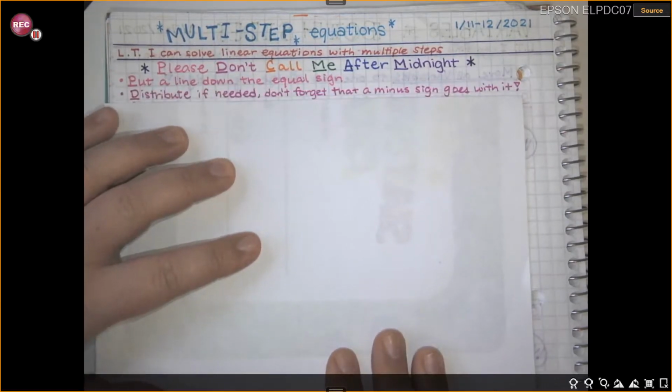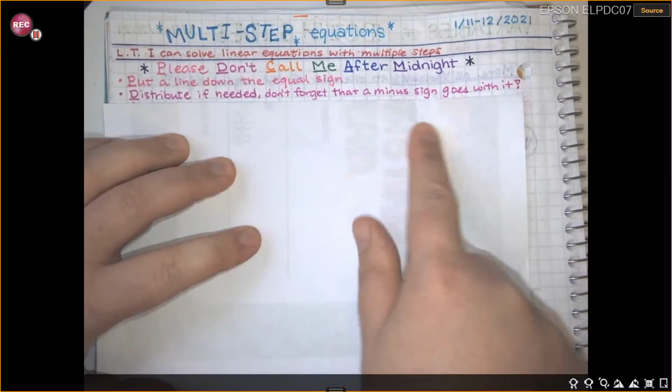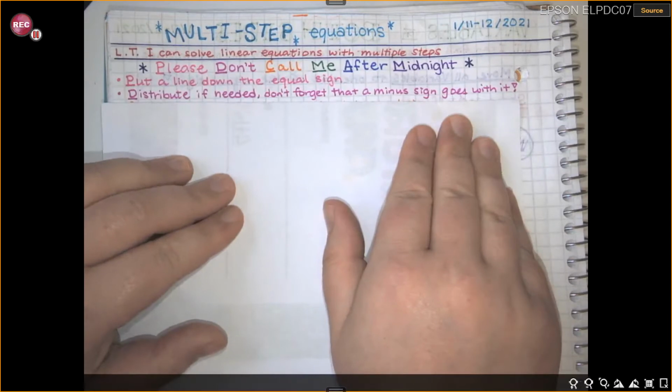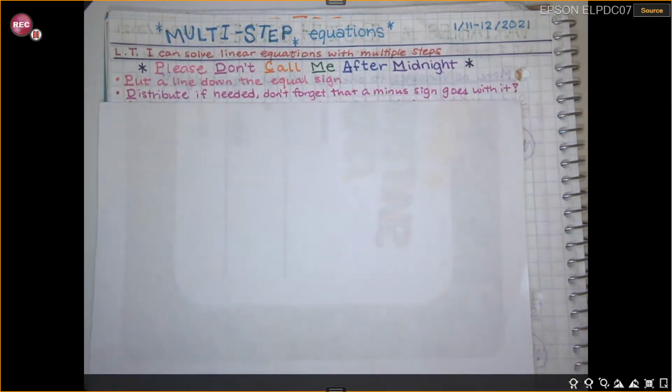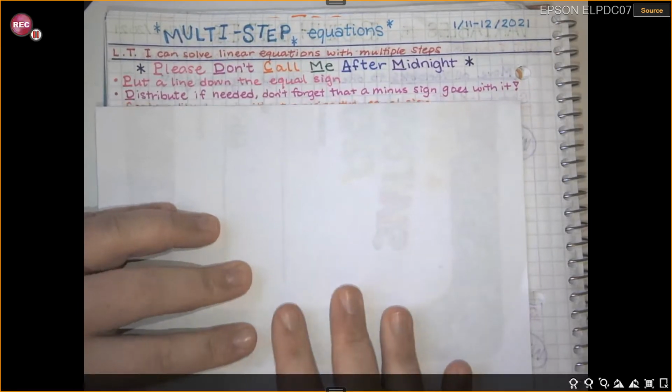Then don't, the D stands for distribute if needed. Don't forget to bring the minus sign with it. And so I will show you an example of that. Remember that the sign in front of the number, a plus or a minus, means that that number is positive or negative. So when you distribute through parentheses, you need to take that with you.